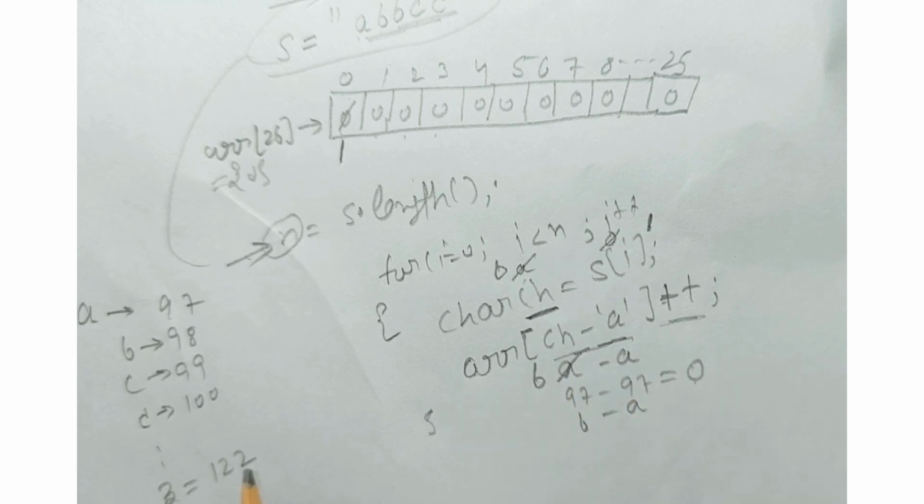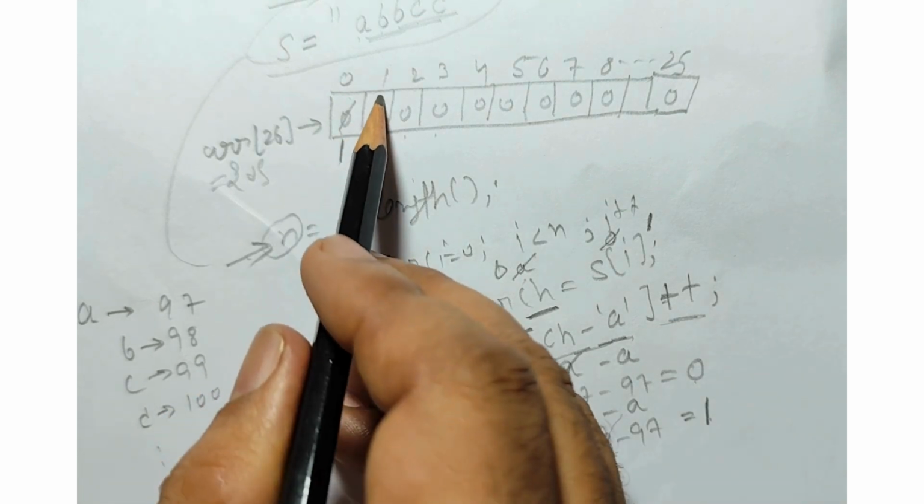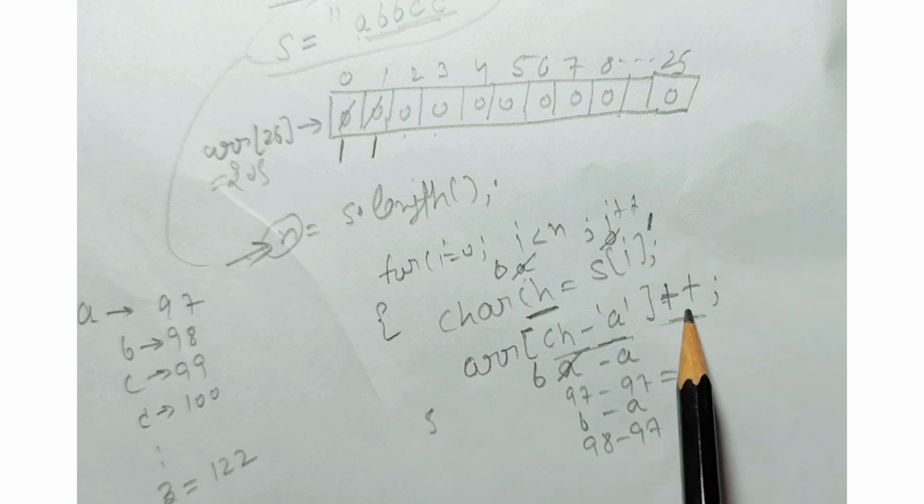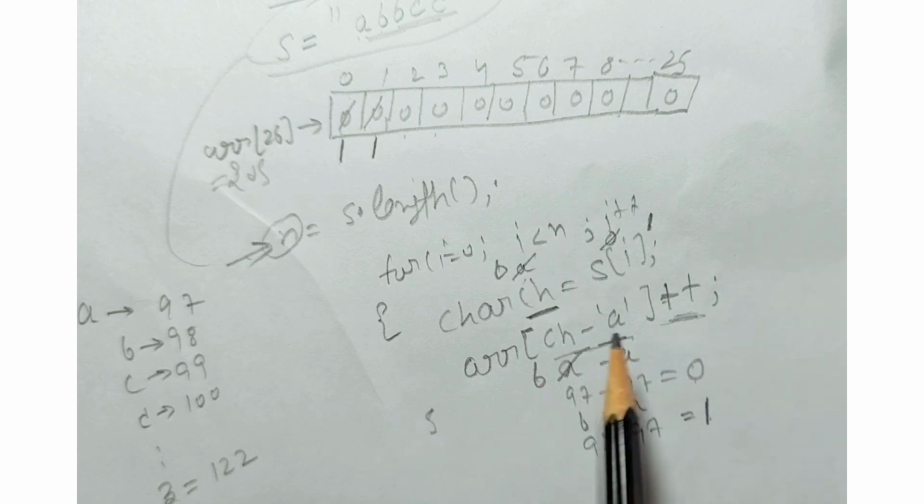B minus a means b has the ASCII code 98 minus 97, which becomes 1. So at index 1 we update the frequency of b, because we apply the plus plus operator at that index.